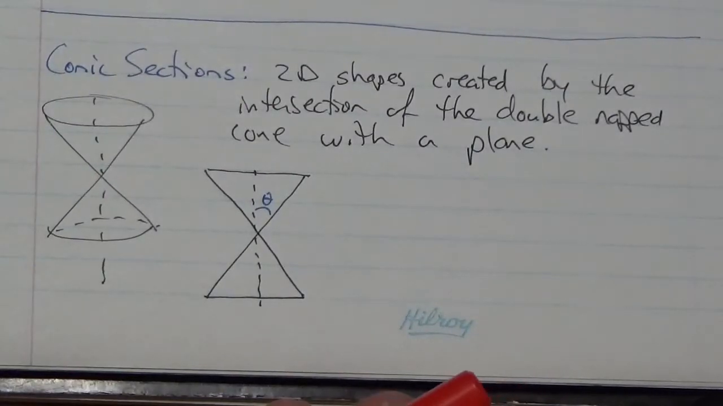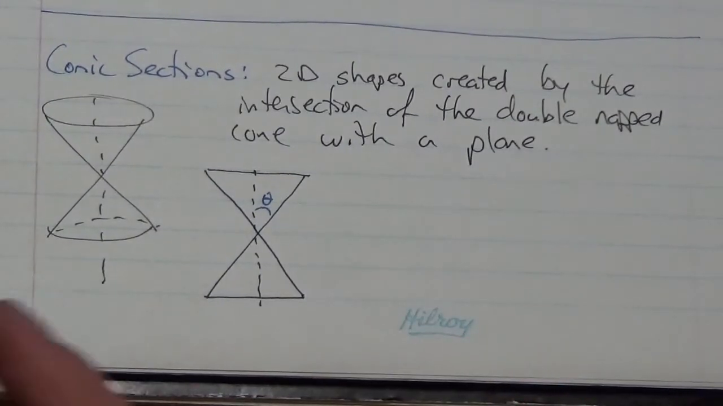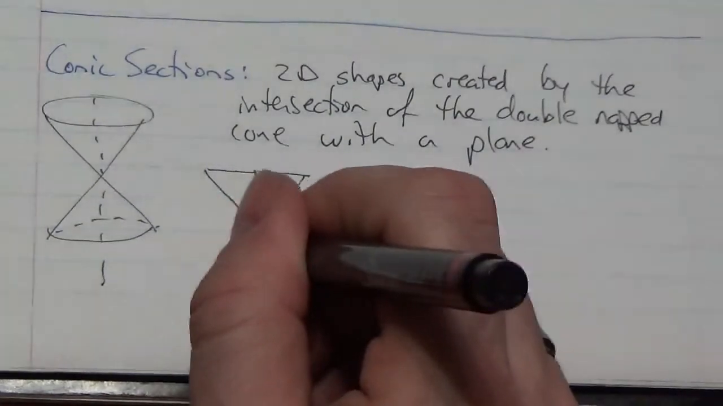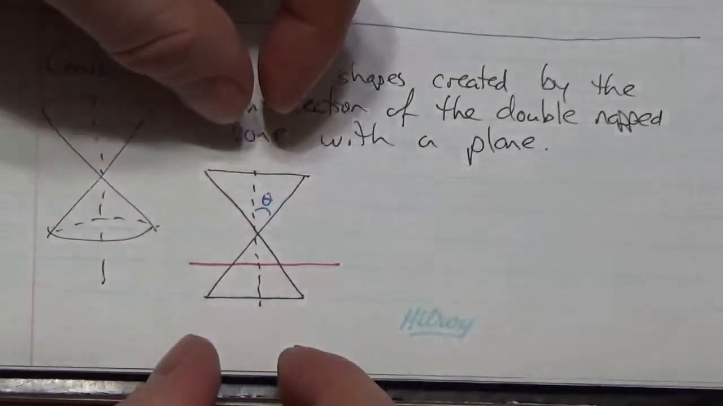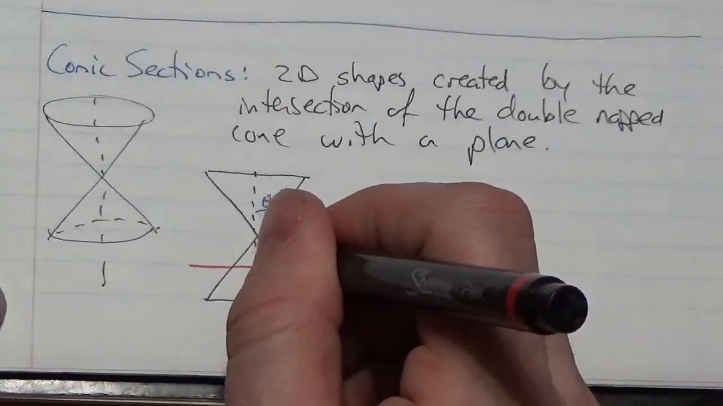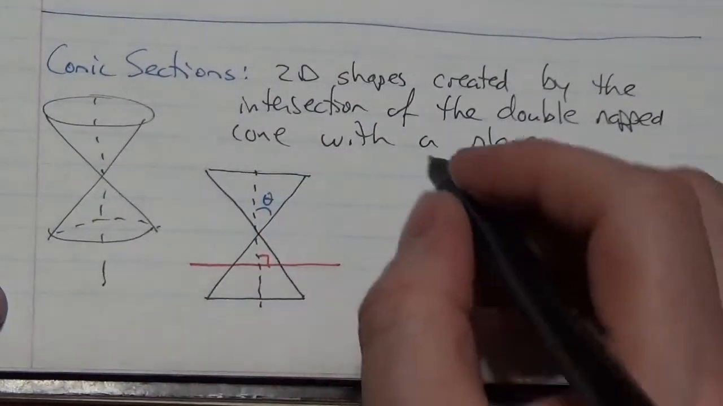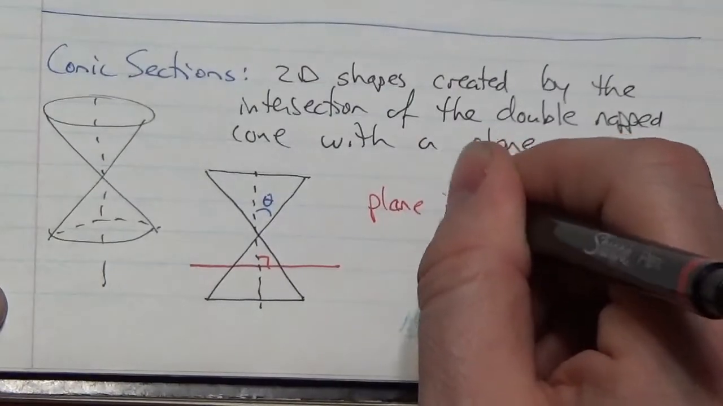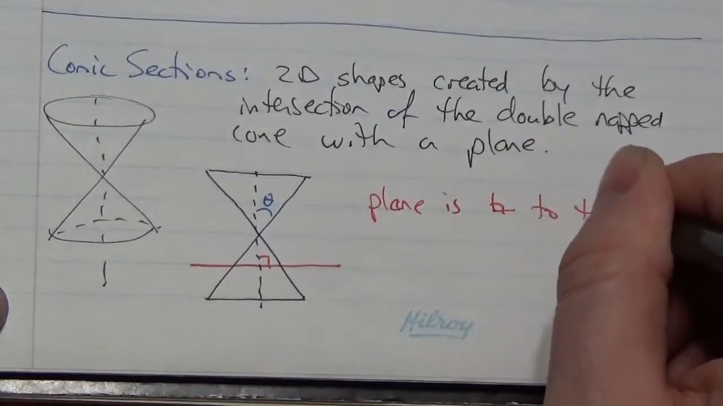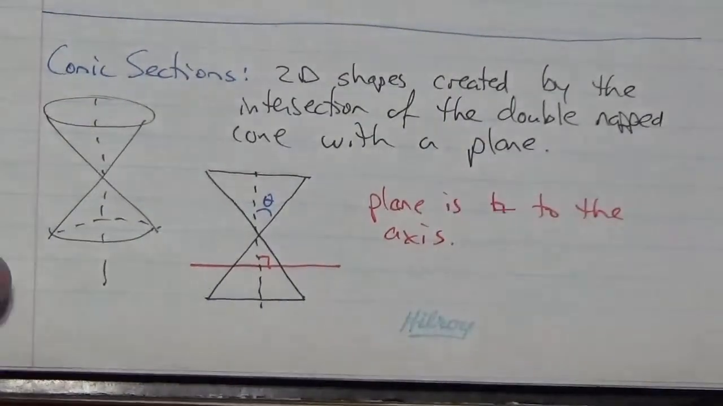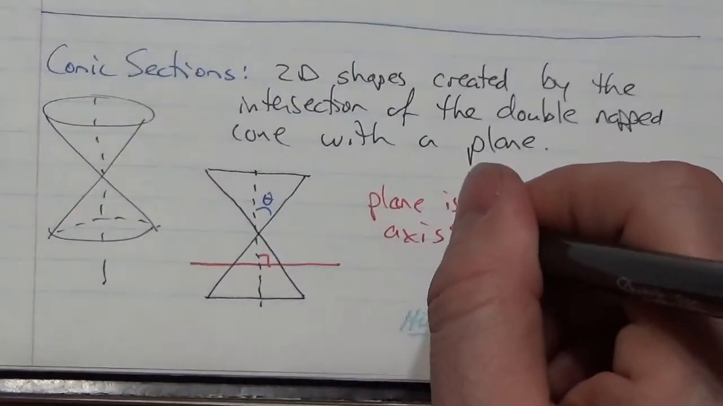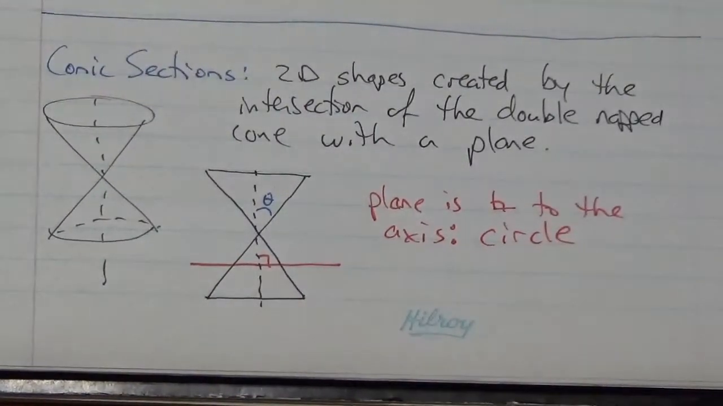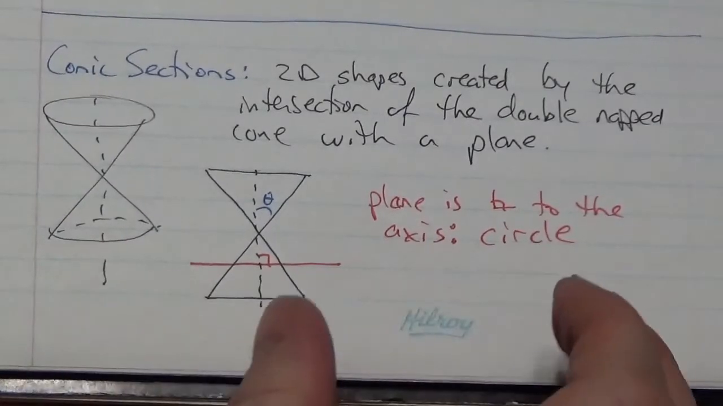We're going to show intersections of the double napped cone with a plane and talk about what you get as a shape. If I cut this with a plane straight through like this and separate those two, my angle here is going to be 90 degrees. It's going to be perpendicular, so the plane is perpendicular to the axis. Think about it for 2 seconds. When I split those apart, rotate it and have a look, what I get is a circle. So our first conic section is a circle.